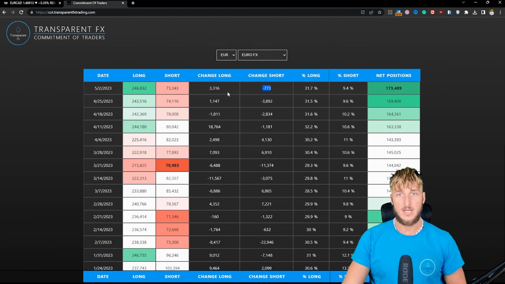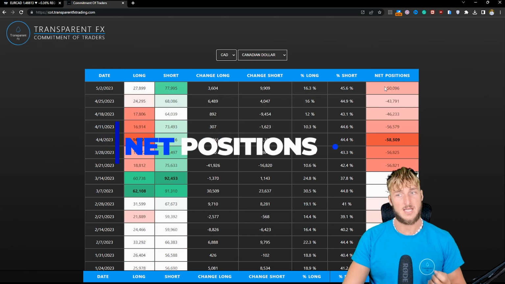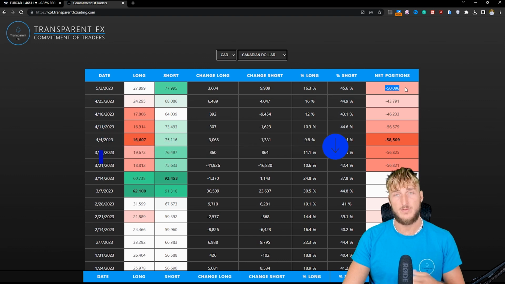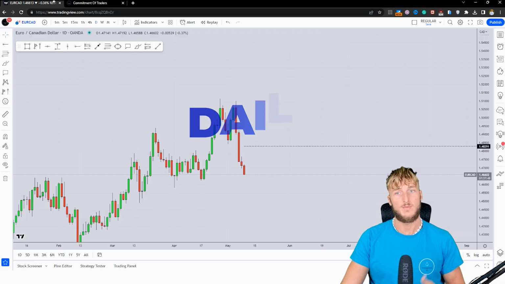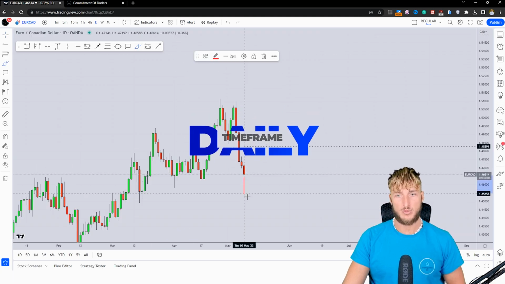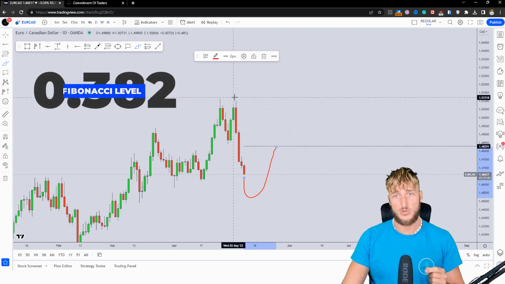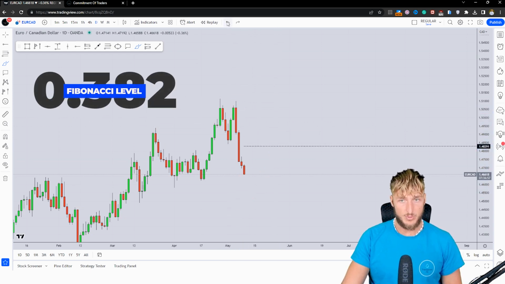Now, if we check the data for the CAD, we can see how the CAD is getting weaker, going from a minus 11k net positioning to a minus 50k net positioning at the moment. And a weak CAD and a strong euro is exactly what we need for a potential rejection to the upside and for the market to reach at least the 0.32 of the Fibonacci taken on the daily impulse.